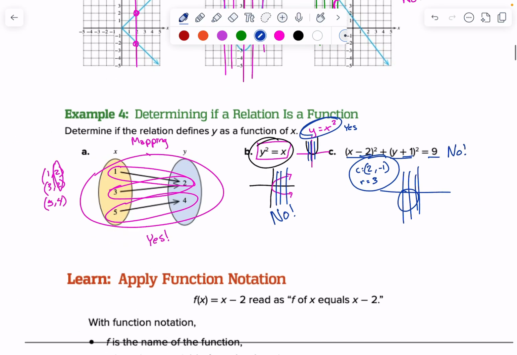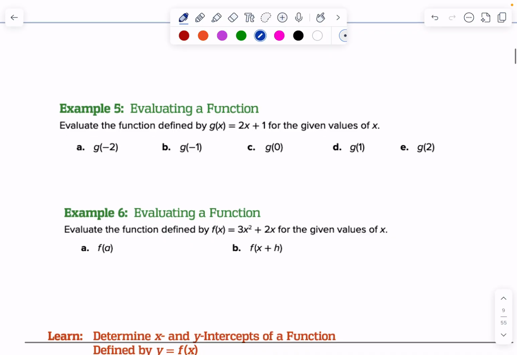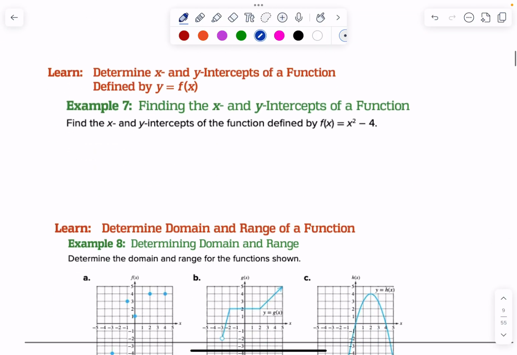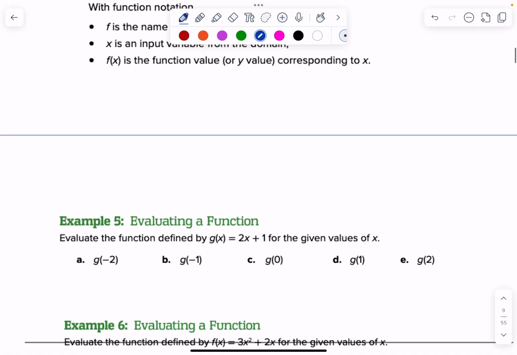Okay, I'm just going to do a little bit more. Let's do 5 and 6, and then we'll save the rest for tomorrow.